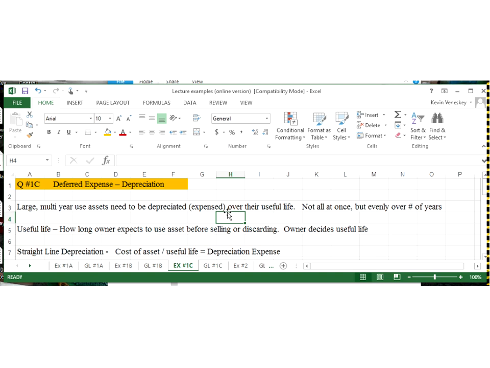So that's what I put here. We're going to be depreciating our asset. That's what it's called when we use it. We're going to expense a little bit at a time. We're going to base that on the useful life. And that's dependent on management.